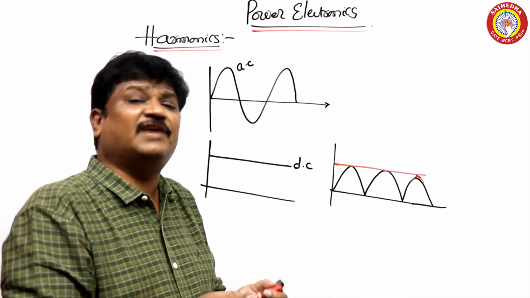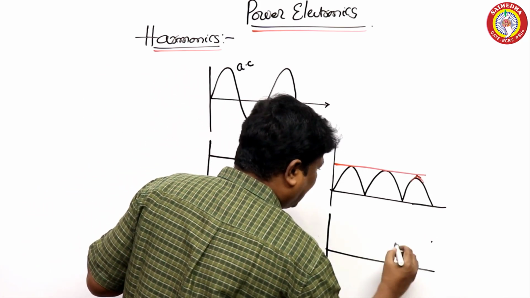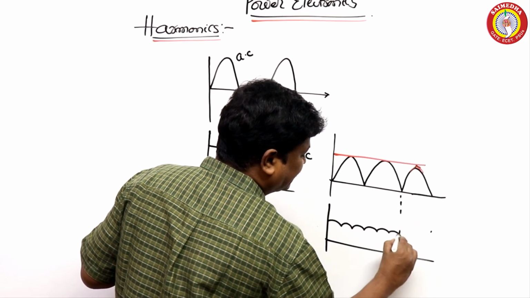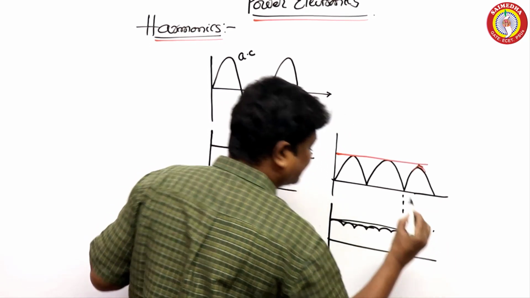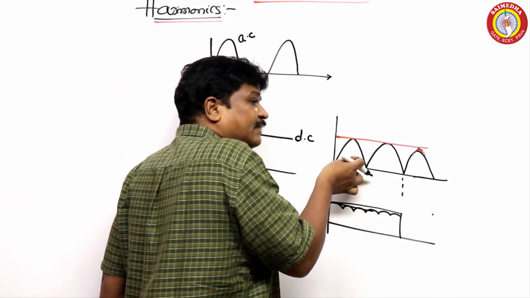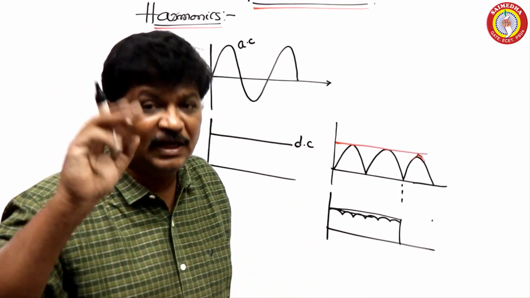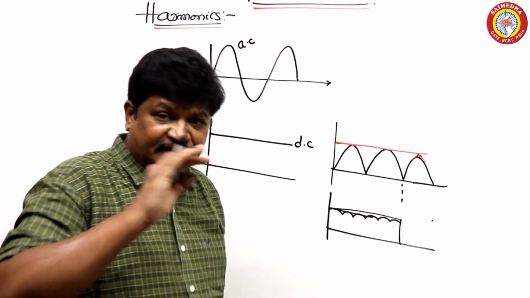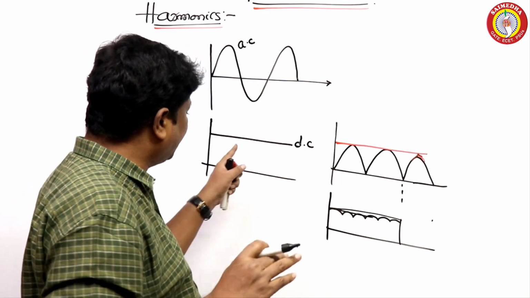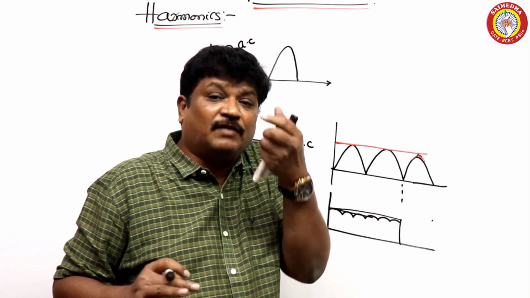Even if you go for a 3-phase full wave rectifier, up to 2 pi, your output may be like this, but the output is not a pure DC like this. So it consists of some harmonics. Suppose this is the supply you give to the inverter, a DC to AC converter. Suppose you give a DC supply and you get an AC supply. What type of output are you getting in the inverter?